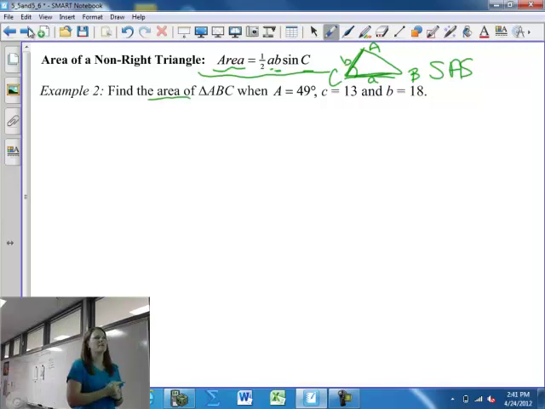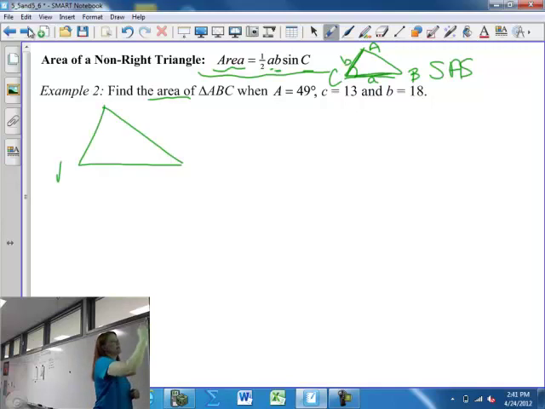Okay, so we're going to find the area of ABC. Again, we could draw a little picture. Label your ABC. It doesn't really matter which is which. But we do know that A is 49 degrees, and we do know that C is 13 and B is 18.